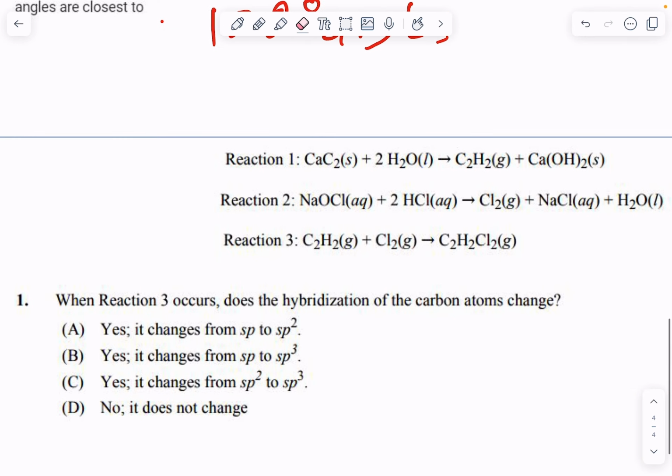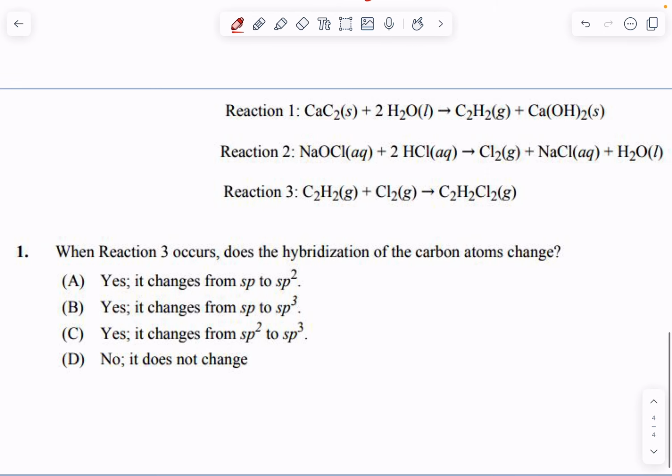All right, those are our VSEPR questions. And now we're going to look at a hybridization question. When reaction 3 occurs, does the hybridization of the carbon atoms change? So here's reaction 3, and we're going from a C2H2 to a C2H2Cl2.